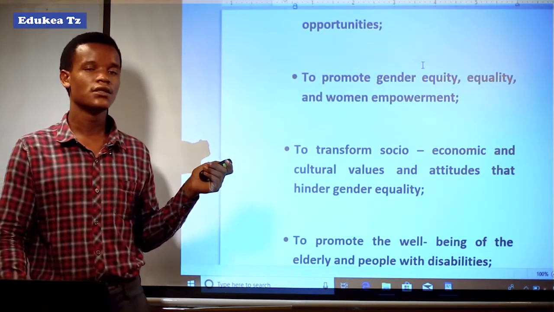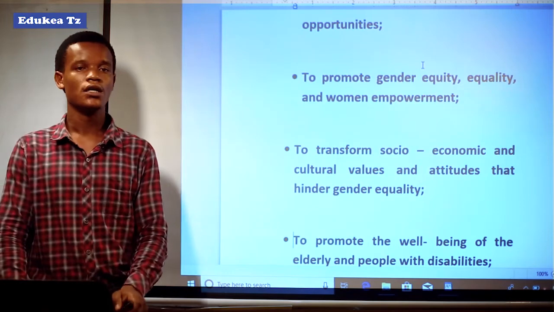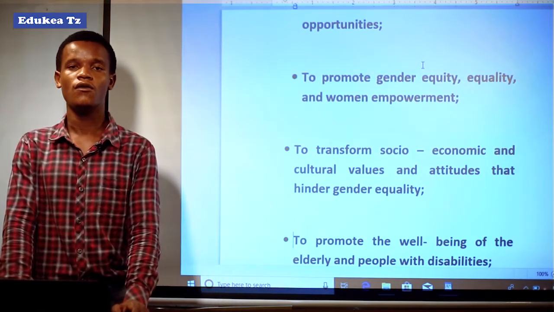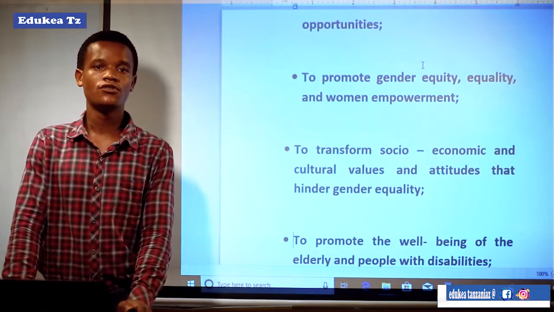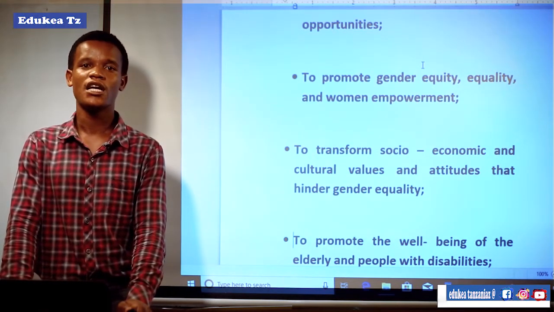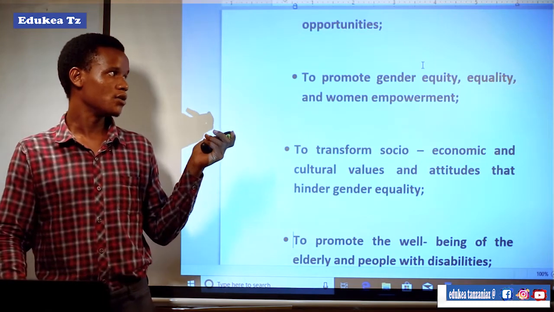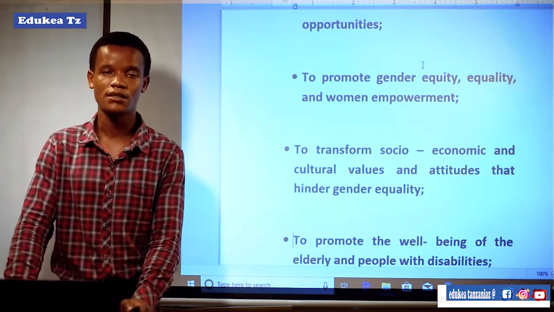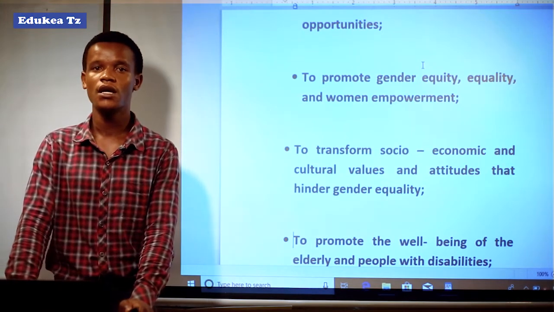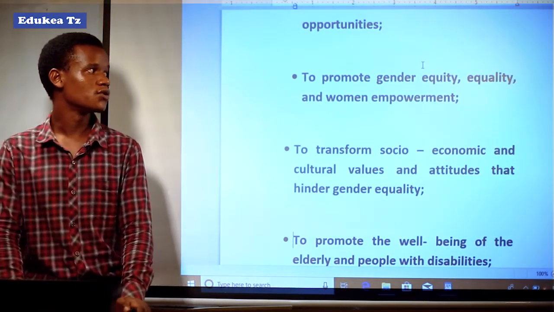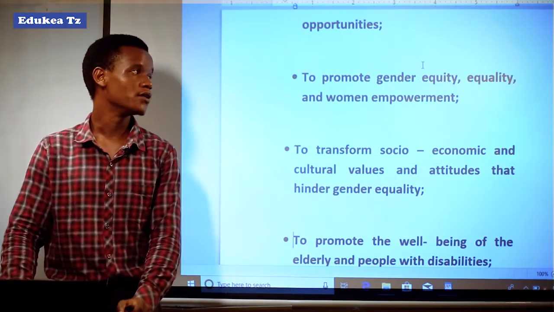Another objective of explicit and implicit population policy is to promote gender equity, equality, and women empowerment. All people should be treated equally. There is no gender bias here. The government intends to ensure that there is a gender balance. That is why they put these policies in place, to give women the first priority to engage in different economic activities for the purpose of transforming their lives. So the government puts those policies in place to ensure gender equity, equality, and to empower women to engage in different economic activities.